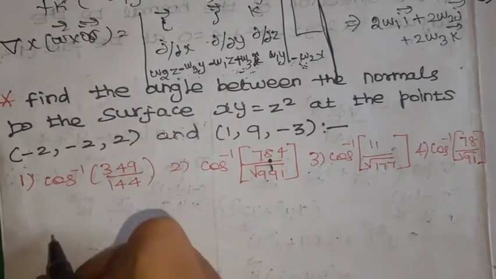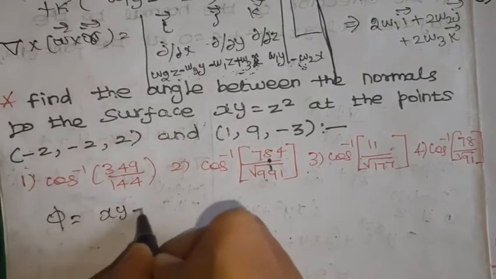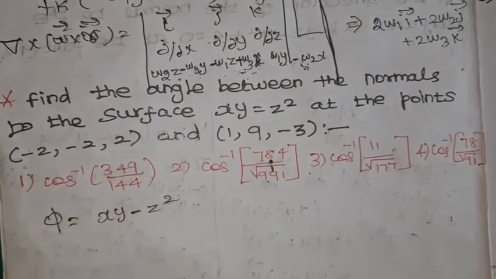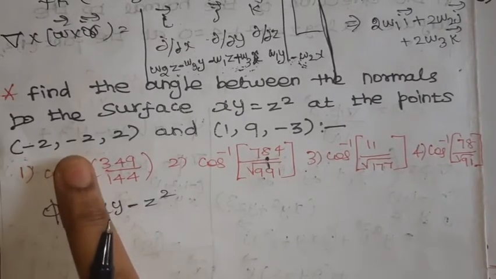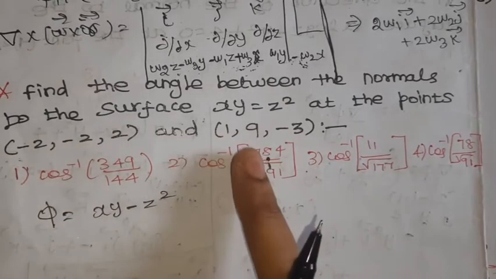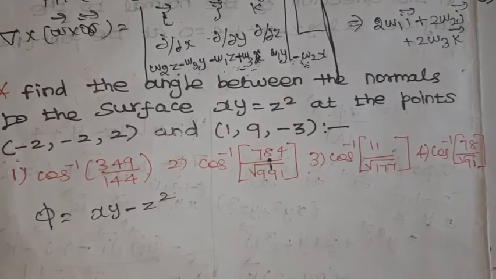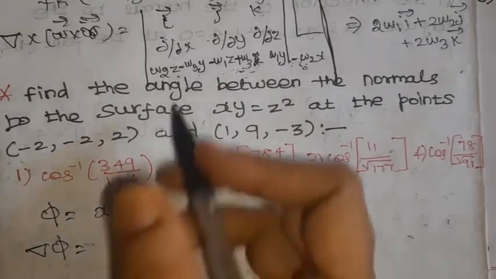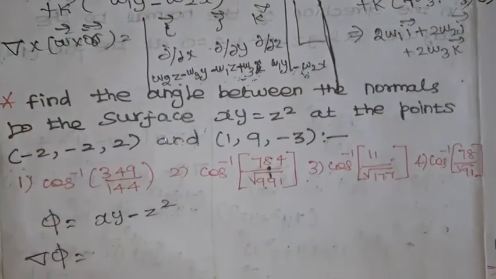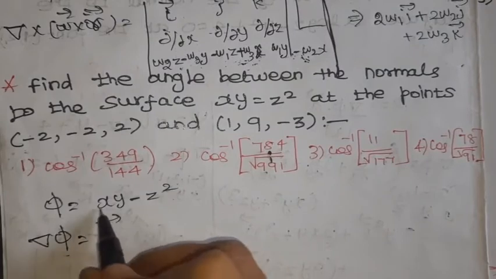Say phi equal to xy minus z squared. Now we are going to find del phi at these points. Take del phi 1 and del phi 2 at the two different points, then find the angle. So first, del phi is i into dou by dou x, j dou by dou y, k dou by dou z. I am not going to repeat it.